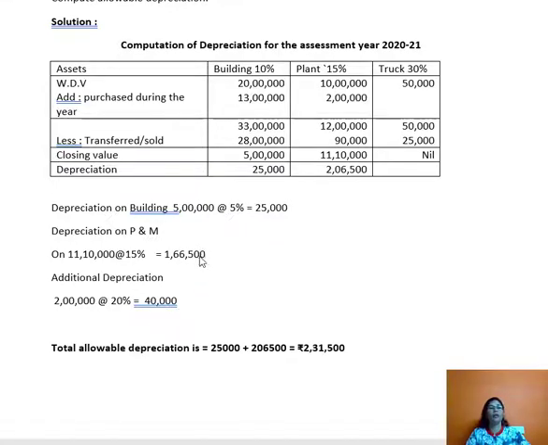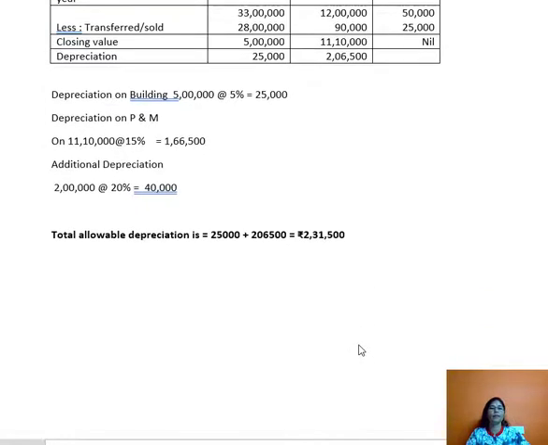So we have to add 1 lakh 66,500 plus 40,000. It comes to 2 lakh 6,500. And there is no depreciation in case of truck. So total allowable depreciation is the total of building as well as plant. It comes to 2,31,500.